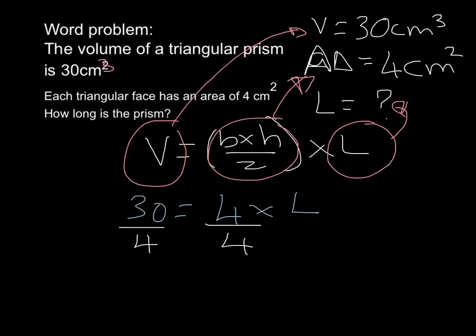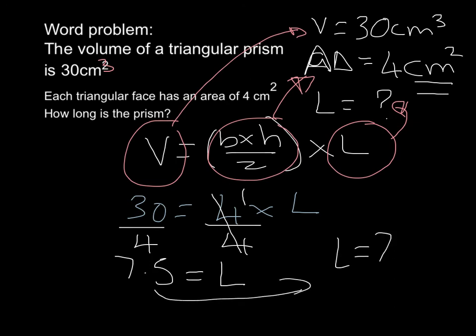So when I do 30 divided by 4, I end up with 7.5 equals, and again, 4 divided by 4 would divide into itself and be a 1, and I'm left with L. So I know now the length of my shape is 7.5. 7.5 what? And we look at what our units were. Our units are in centimeters, so therefore my length equals 7.5 centimeters. Okay, so again, go through it if you need to. Make sure you've understood it, and then the next one you're going to try completely on your own.